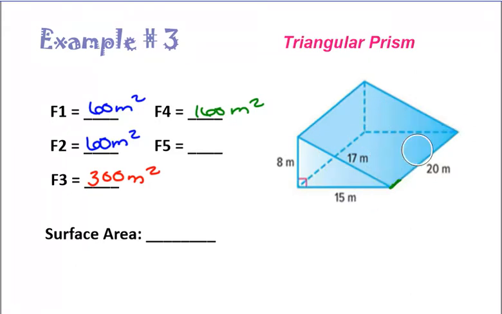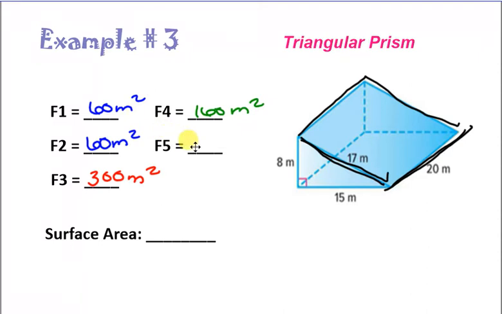And then the last rectangle that we have is the one that's sloping down, kind of like a skateboard ramp. And that's this one right here. It has a base of 20 and a height of 17. And so 20 times 17 is going to be 340 meters squared. So I'm going to go ahead and add all those up. 60 plus 60 plus 300 plus 160 plus 340. And that's going to give me 920 meters squared.